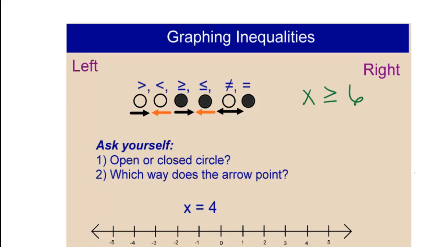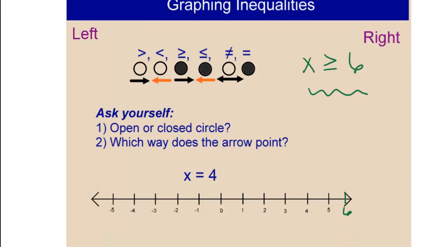And we want to express that all of our answers are larger than a number, like x is greater than 6. We would start at 6. I'm going to draw a 6 on this number line. And we would show that all the answers are bigger than 6 by drawing an arrow.